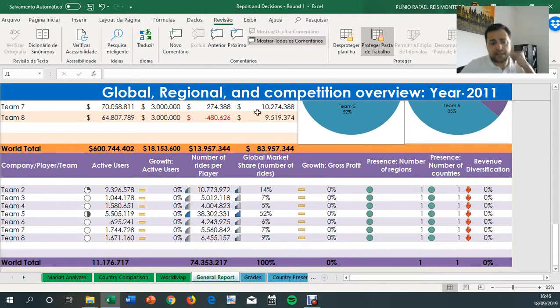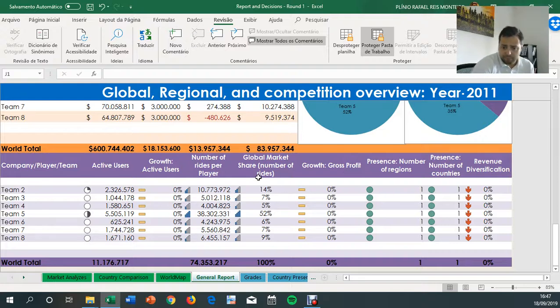And also you can see here the general competition measures or key performance indicators, and you can compare the number of users of each company. Also, you will be able to see the growth in the number of users. In the first round, there is no growth because in the beginning there was no user in the market, so basically it's impossible to calculate the growth.